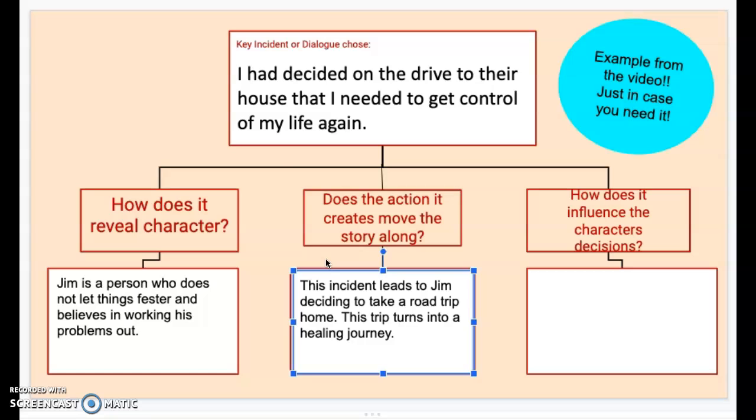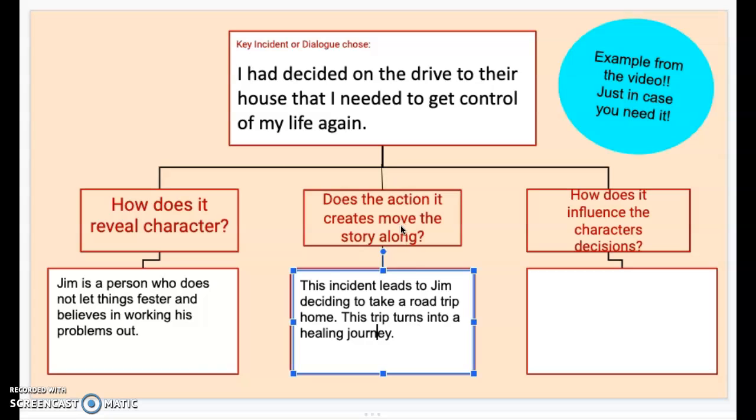So remember, in a story, each event has to lead to the next one. Kind of like in your day, when you wake up, if you don't brush your teeth, you have bad breath for the rest of the day, and that's something you have to deal with. So in this case, Jim makes this decision that he's going to get control of his life again, and it propels him. It moves the story along. It propels the story, which of course leads him to taking that road trip.